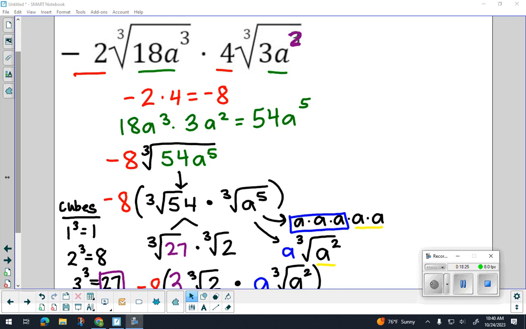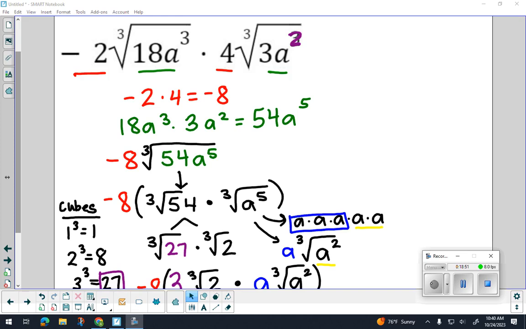Again, we're back here with these cube roots. But first, remember, you multiply the number that's on the outside. So negative 2 times 4 is negative 8. And then you multiply the stuff that's underneath the radical, which is known as the radicand. 18a cubed times 3a squared equals 54a to the 5th. Remember, you add those exponents.